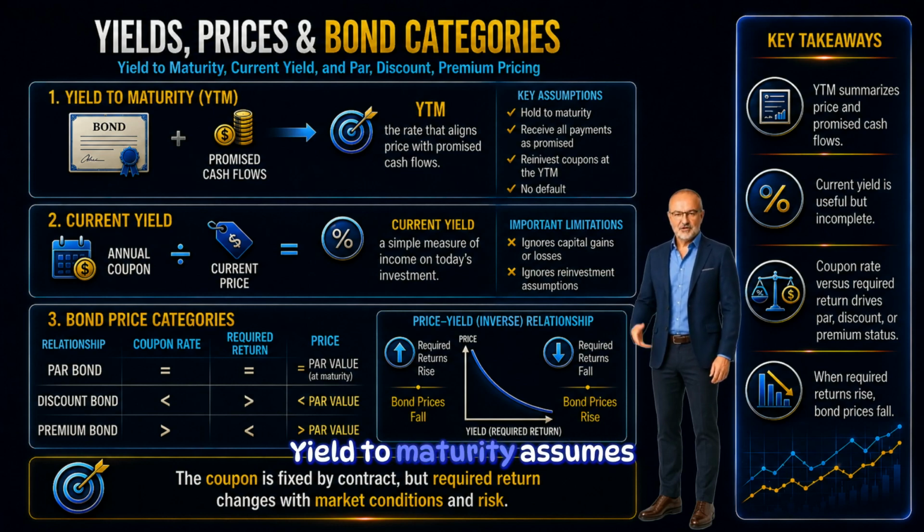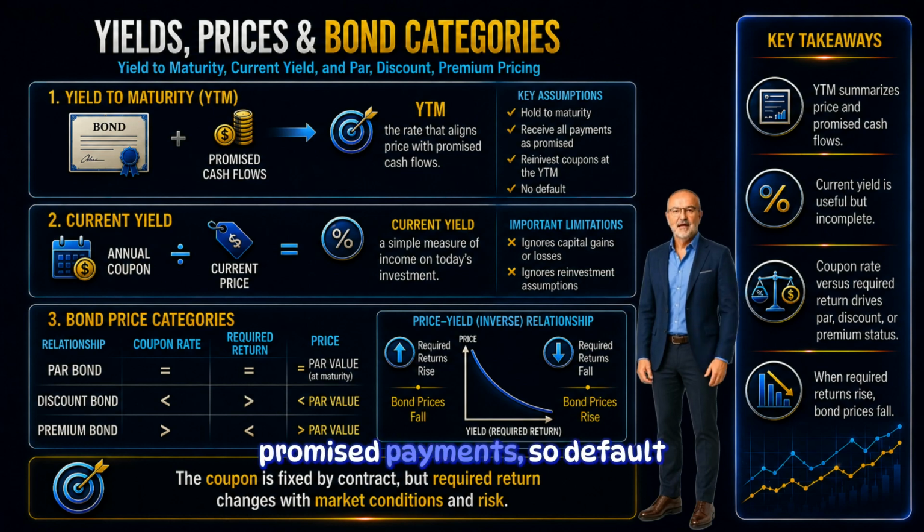Yield to maturity assumes the bond is held to maturity. It is based on promised payments, so default risk can make the realized return different from the quoted yield. It also summarizes multiple cash flows with one rate, and when interpreted as a realized compound return, it assumes coupon payments can be reinvested at that yield.